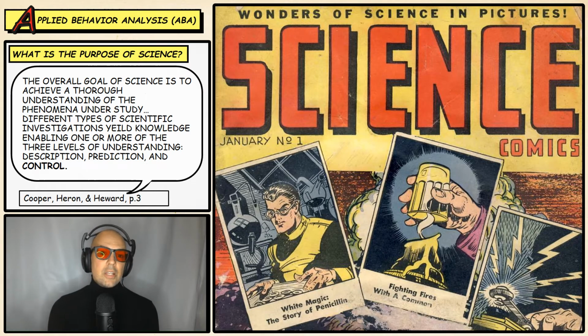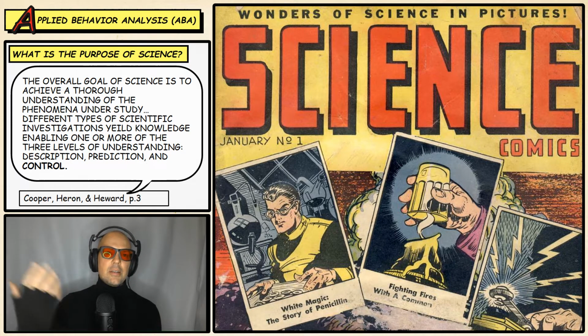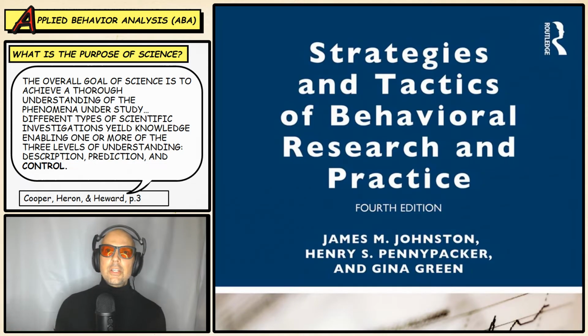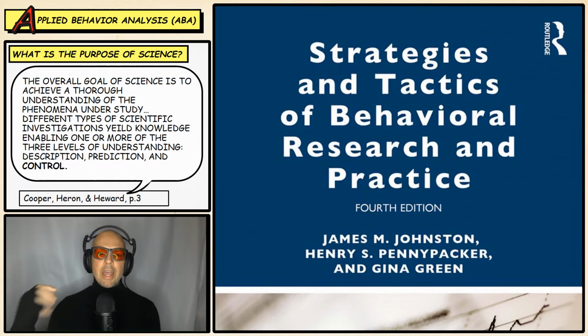All right, and the final level of scientific understanding is the strongest one, and that is control. And control is when you have a functional relation between two events. So this was outlined in Johnston and Pennypacker's Strategies and Tactics of Behavioral Research. The textbook mentions the second edition. We are currently now in the fourth edition. But importantly, they outlined the idea of this functional relationship. And what that is, is when you discover a relation between two events.